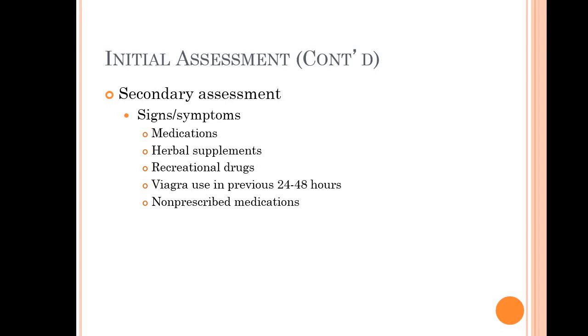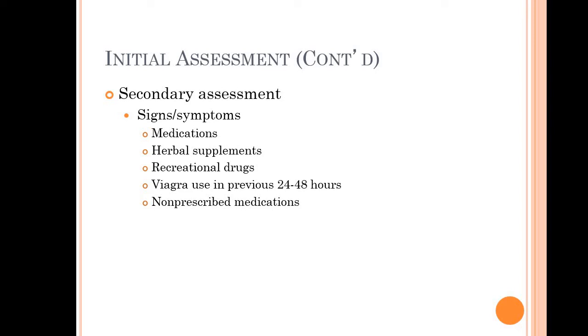Make sure you ask about recreational drugs and an ED drug like Viagra, especially Viagra because it's an older one. There are a few more side effects here. You need to ask what they used before. It does dilate your vasculature, so they may have passed out because of that too.